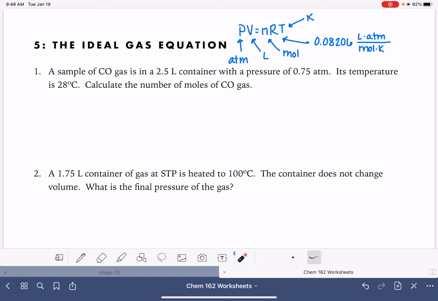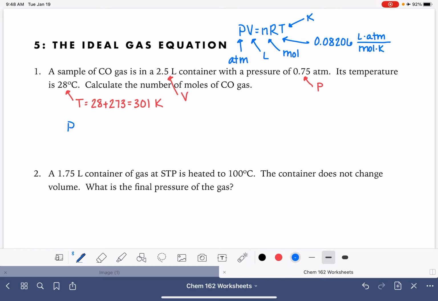This says we have a sample of gas in a 2.5 liter container. So that is our volume. It has a pressure of 0.75 atmospheres, so that's our pressure, and a temperature of 28 degrees Celsius. That temperature is in the wrong unit, so we need to convert it into kelvins. 28 plus 273 will give us the temperature in the correct unit. 28 plus 273 is 301, and it's asking us to calculate the number of moles of gas.